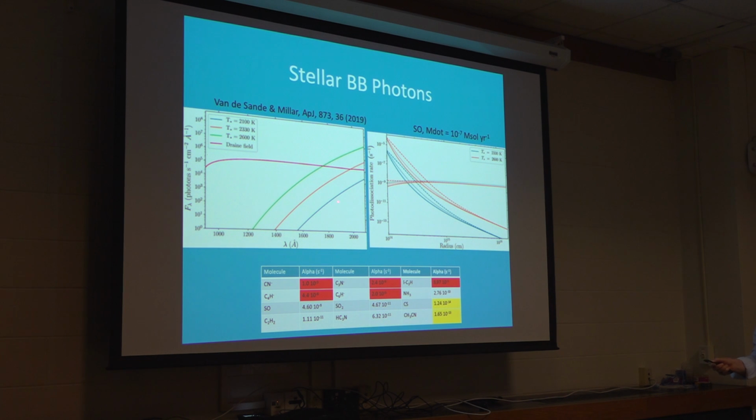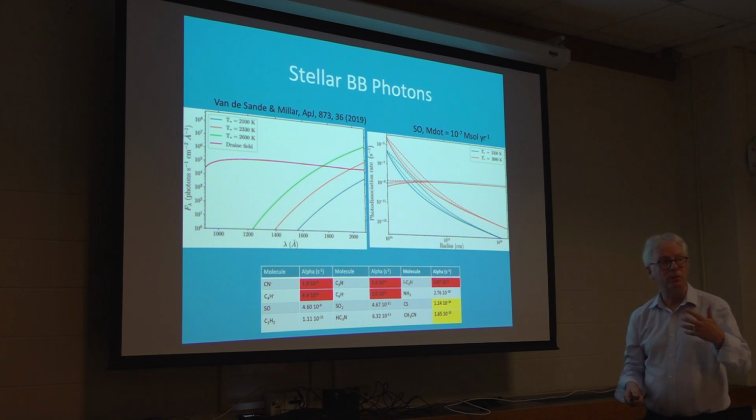We just did a very toy model where we looked at the effect of just taking the stellar black body radiation and calculating what would happen to the chemistry in these inner envelopes. We were interested in trying to explain the methyl cyanide observations, for example.